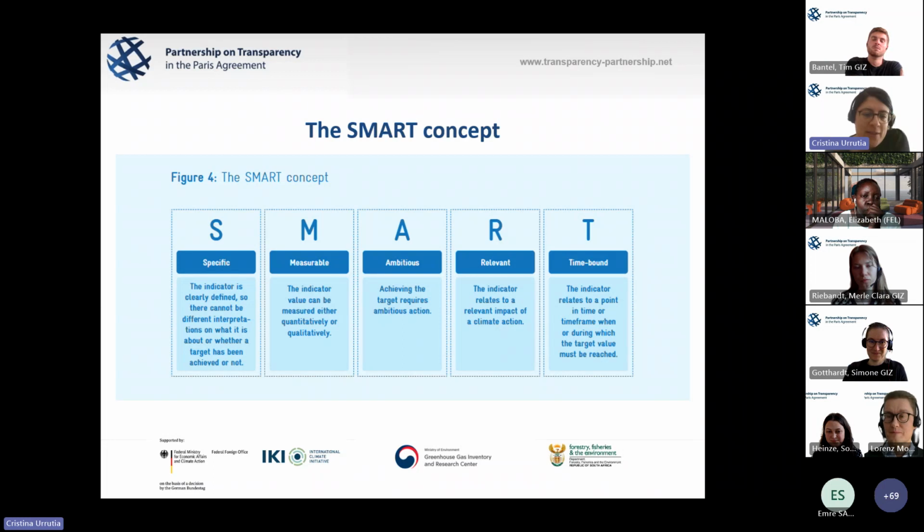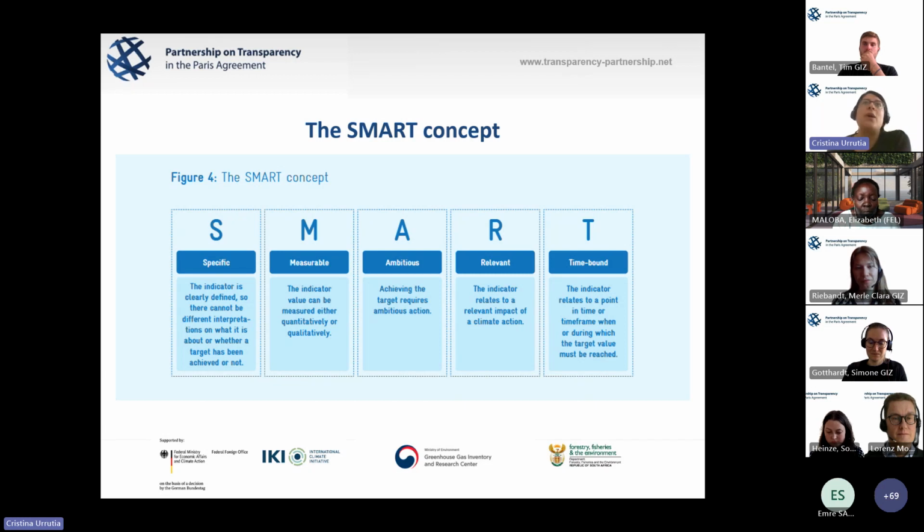So one of the central concepts in the knowledge product is the SMART concept, which you may be familiar with. It is used for defining targets. The targets need to be specific, measurable, achievable, relevant, and time-bound. And the very attentive listener might have noticed, what? It doesn't say achievable there, it says ambitious. And this is because this knowledge product was constructed in the context of the Paris Agreement, and ambition is a key feature.